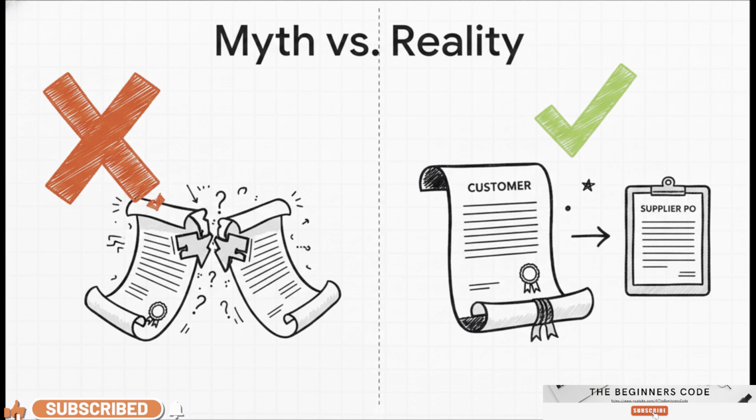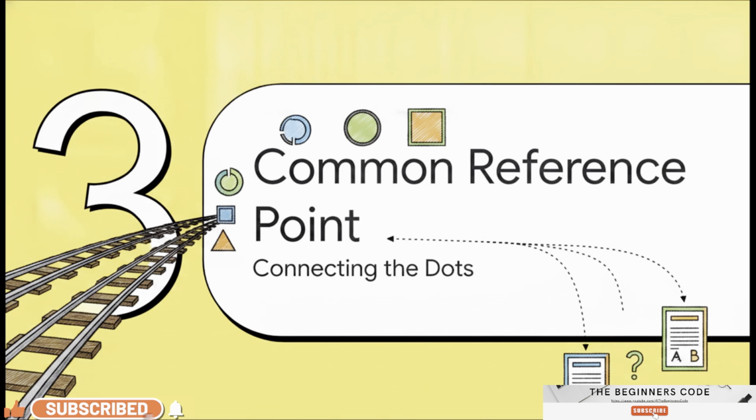Listen, project contracts are designed primarily for customer-facing billing and revenue recognition. For your subcontractor, you simply need a standard purchase order that ties back to the project costs. Forcing a buy-side relationship into a sell-side module just creates this tangled web of bad data that'll literally take you months to untangle. Which brings us to Part 3, the common reference point.